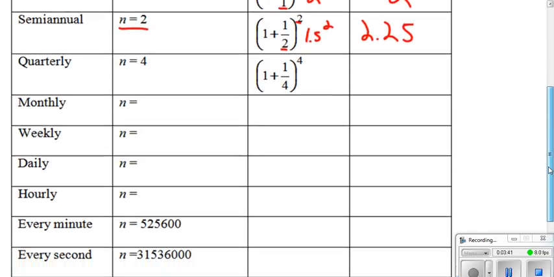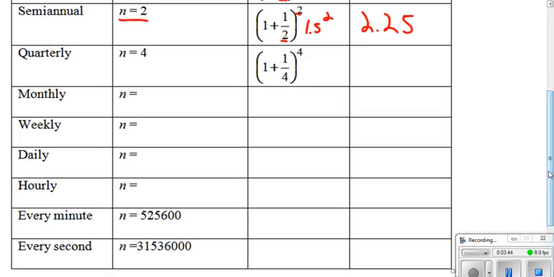So let's say they checked it quarterly. So every 3rd month or so, they would check it. It was checked 4 times a year. So it'd be 1 plus 1/4 to the 4th power. Well, 1 plus 1/4 is 1.25 to the 4th power. So that would actually come out to 2.4414 and some other numbers there. So you'd have about $2.44, which again is more than that $2.25 if they checked it twice. So again, the more they check it, the better.